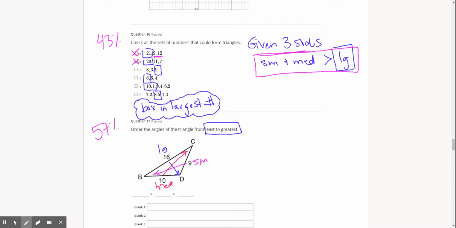What about 8 plus 3? Is that bigger than 9? Yep. How about 6 plus 4? Mm-hmm. 9.4 and 6.2, is that bigger than 10.1? Mm-hmm. 7.2 plus 1.3, is that bigger than 8.5? No. Okay, if I give you 3 sides, small plus medium is bigger than big. It can't equal, it has to be bigger.